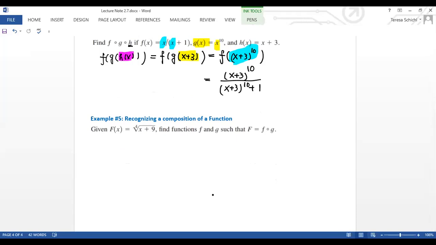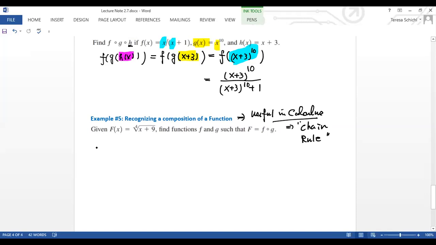Okay, number 5 is about trying to recognize which one is which. This type of problem is extremely useful when you take calculus, because in calculus, when we talk about the chain rule, you will use the composition of a function. So you need to recognize which one is the outer layer and which one is the inside layer.